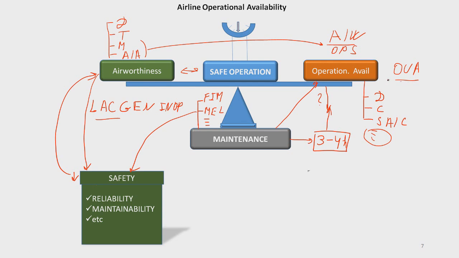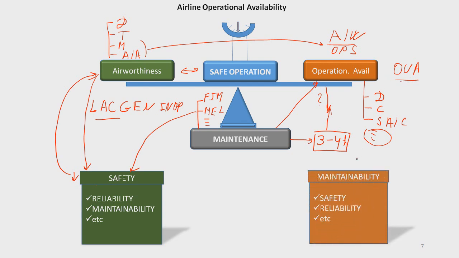And the answer is product maintainability. Only maintainability can tell us that we need these 3-4 hours to fix the left AC generator. Definitely, I put here in this orange box, safety and reliability, and definitely the list is not limited to these 3 items, but maintainability tells us that we need 3-4 hours. Okay?